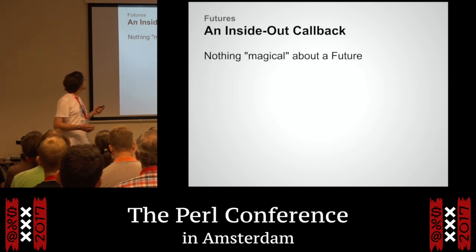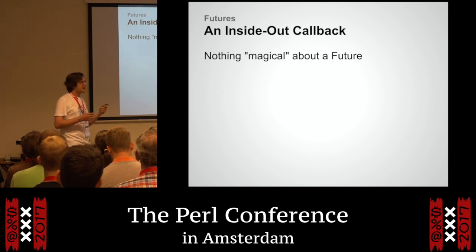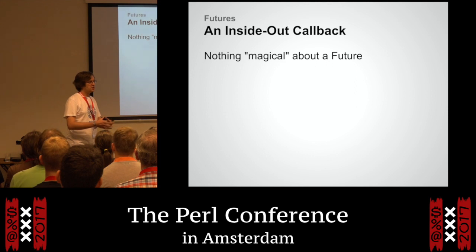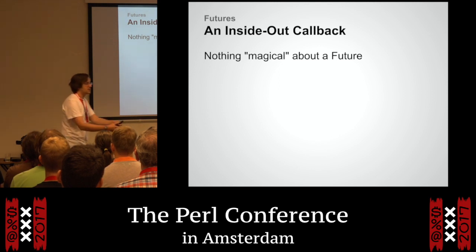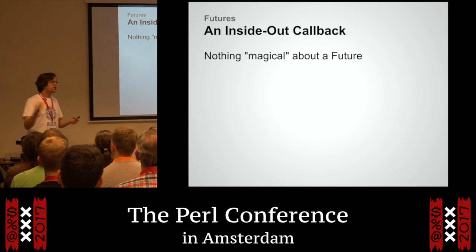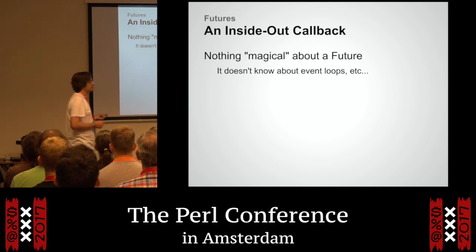Just as a brief aside, there's really nothing magical about the future. It basically is just a box that represents a callback upside down. So rather than the caller passing in the code to say, do this when you have the result, the function returns the box to say, I will put the result in here at some point later, and you just have to watch that box. It doesn't know about event loops or anything, the abstract concept of a future.